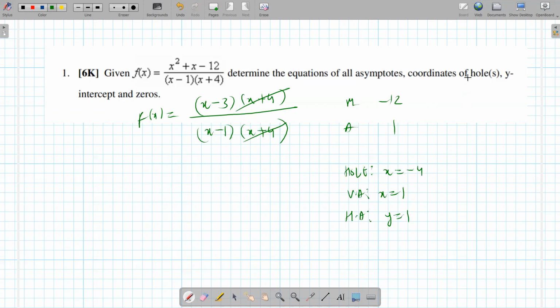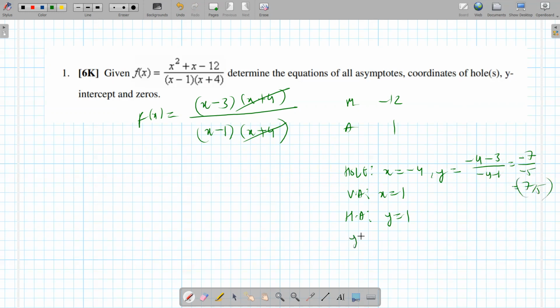We need the coordinates of the hole. So you also need the y value of the hole. We just plug the x in. Whatever is left, we just plug in -4. So that's -7 over -5. So it's 7/5.